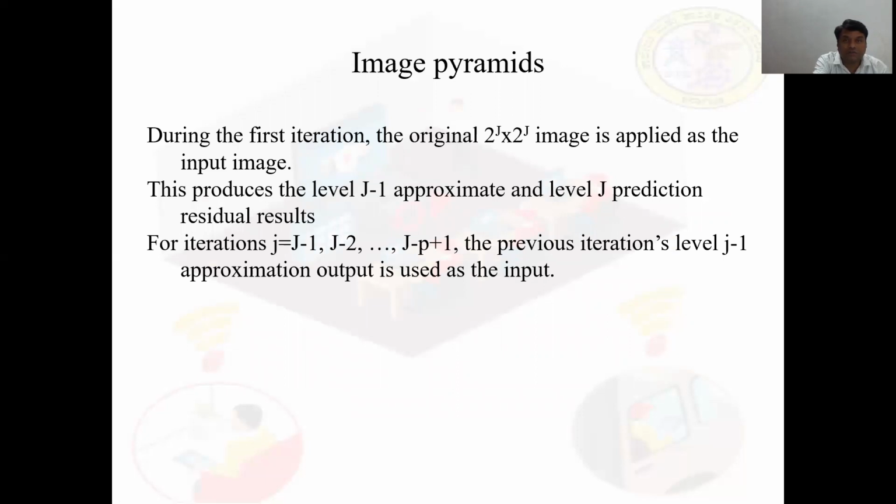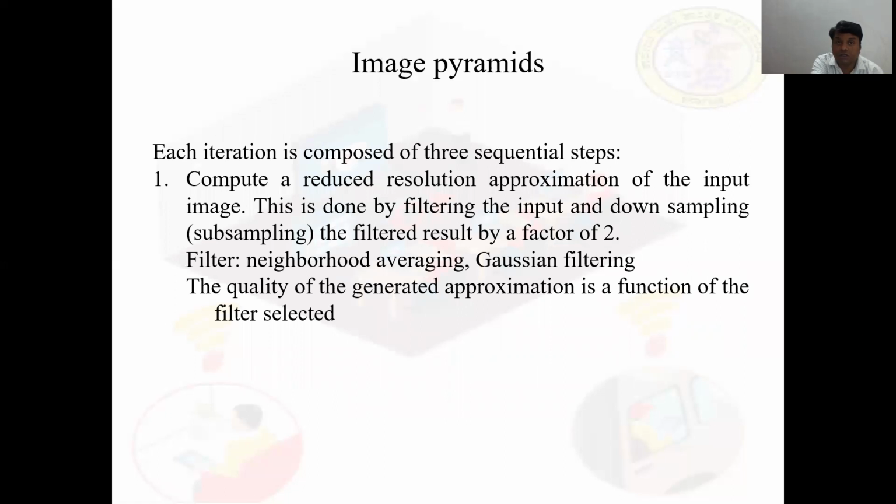During the first iteration, the original 2 to the power of J into 2 to the power of J image is applied as the input image. This produces the level J minus 1 approximation and level J prediction residual results. For iteration j equal to J minus 1, J minus 2, etc., J minus P plus 1, the previous iteration's level j minus 1 approximation output is used as the input. Each iteration is composed of 3 sequential steps.